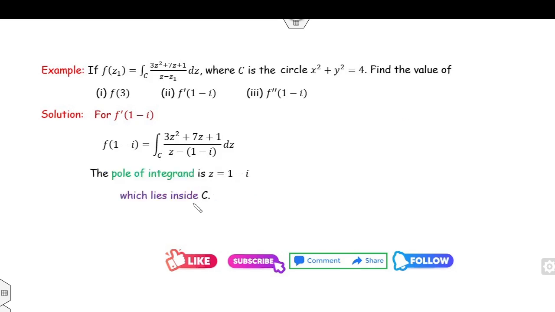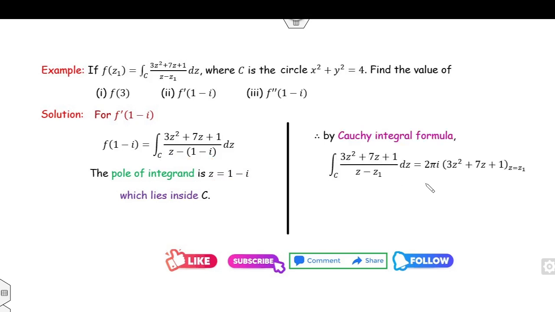Fine. If it lies inside the circle, can you take the value of the fz? कैसे लेनी है आपको fz? इसको इस पोल को छोड़ दो तो बाकी क्या बच गया आपके पास? 3z² plus 7z plus 1. Fine. So your integration will be 2 pi iota of the fz at the point z is equal to z. So that means this value will give you the value of the z1 is 2 pi iota 3z1 square plus 7z plus 1.